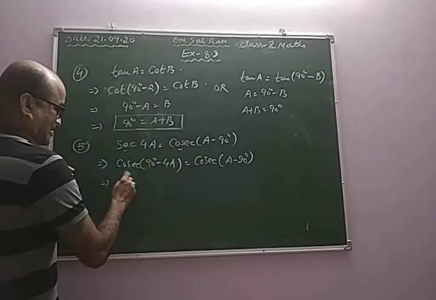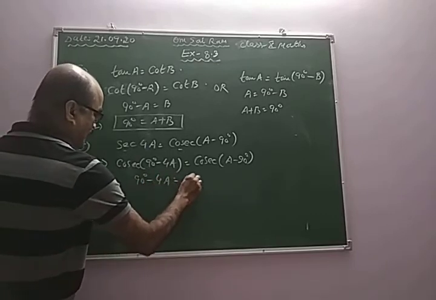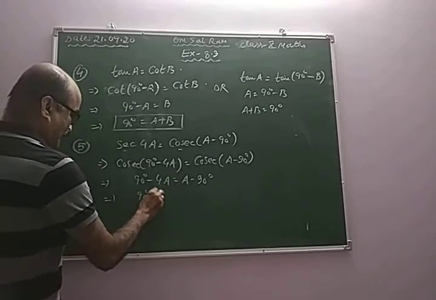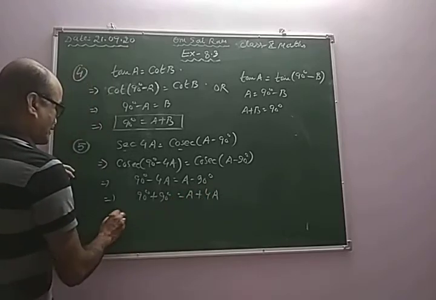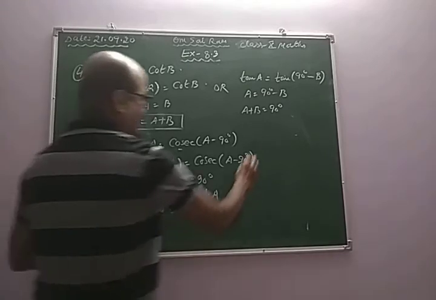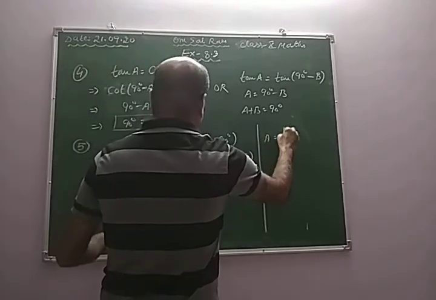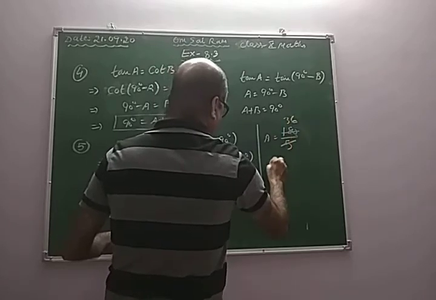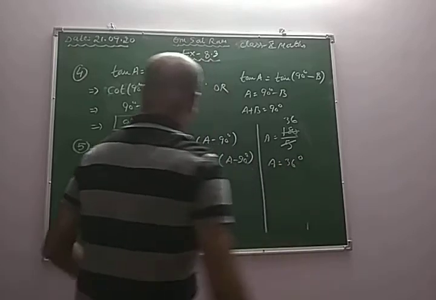Right? So cosec are the same. Now you can cancel this. So 90 degree minus 4A is equal to A minus 90 degree. So it will be 90 degree plus 90 degree is equal to A plus 4A. Right? So 180 degree is equal to 5A. Then A is equal to 180 by 5. So 5 3s are 15, 5 6s are 30. So A is equal to 36 degree.